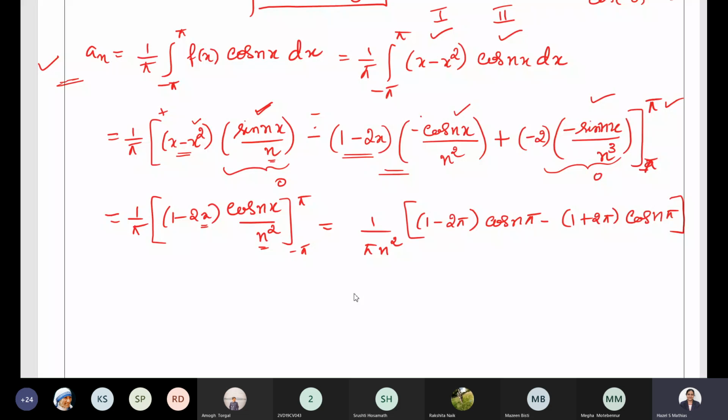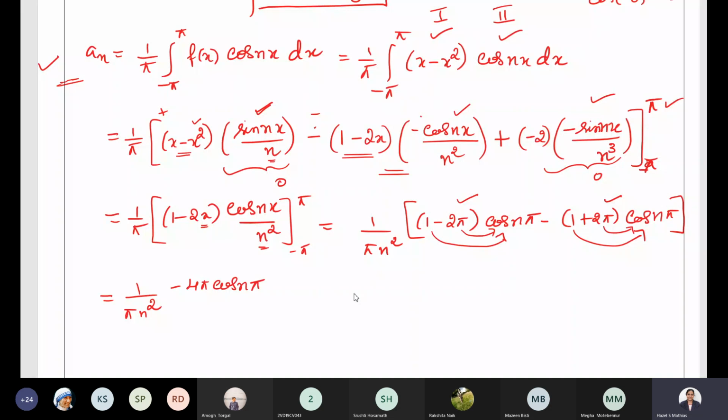Okay. If it is clear, we will move on. Now you can cancel out a few terms. We have 1 by pi n square. When you multiply, 1 into cos n pi and minus 1 into cos n pi, those terms cancel. Then minus 2 pi cos n pi and here also minus 2 pi cos n pi, so it will be minus 4 pi cos n pi.